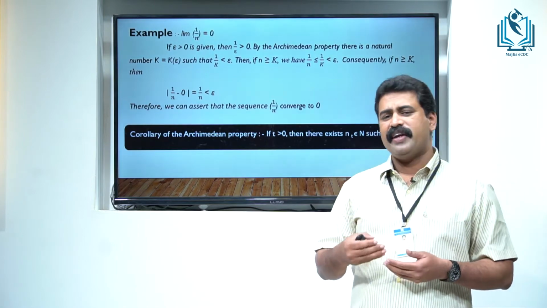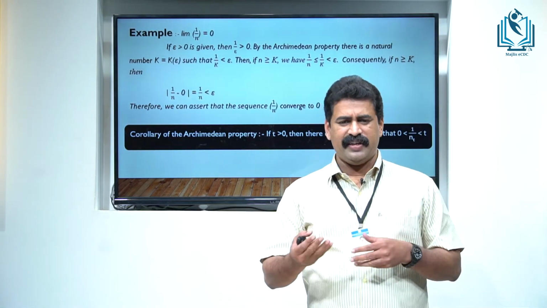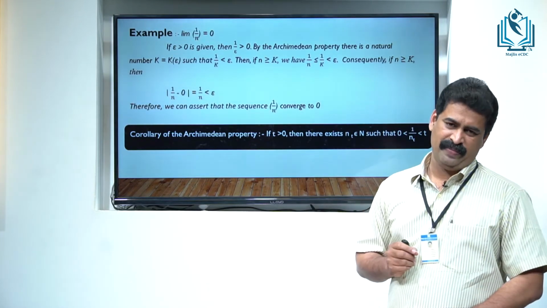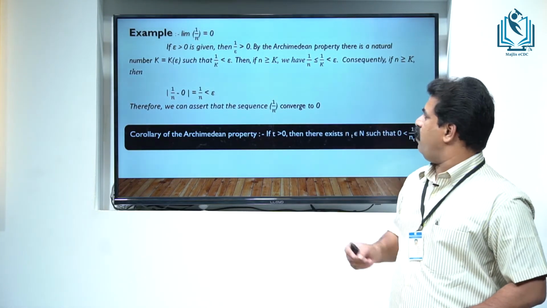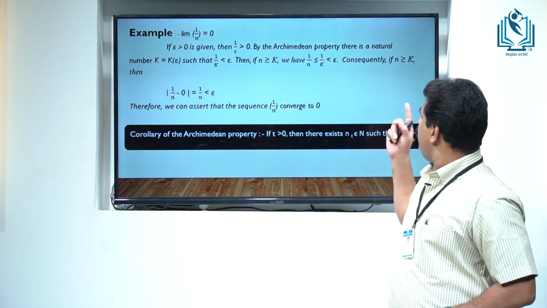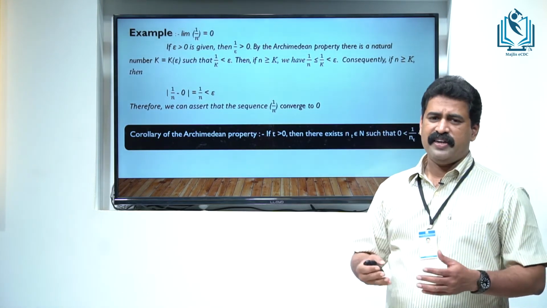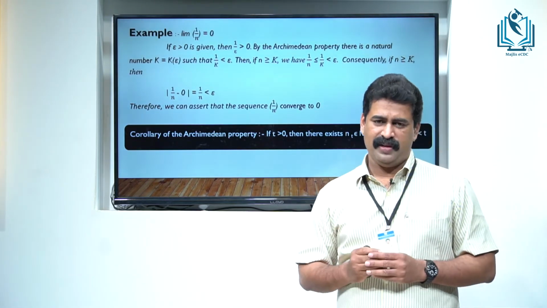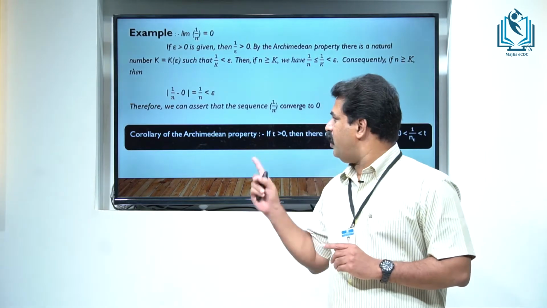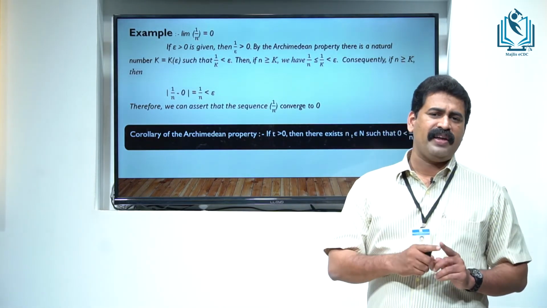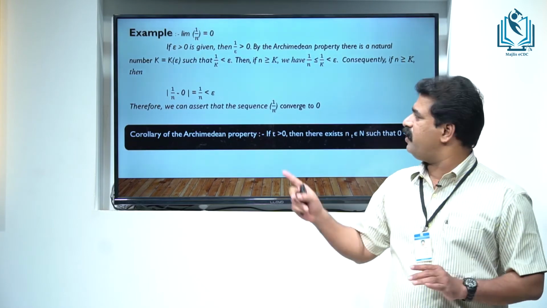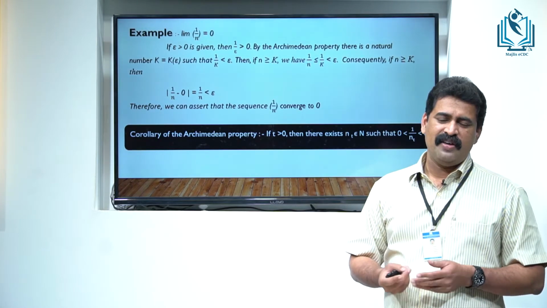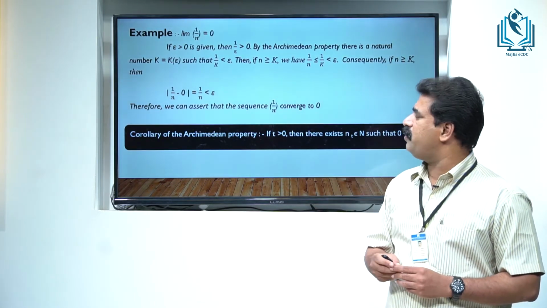Next, if n greater than or equals k, then taking reciprocal on both sides of this inequality, we have 1 by n less than or equals 1 by k. Already we have 1 by k is less than epsilon. Consequently, if n greater than or equals k, we can write modulus 1 by n minus 0 equals 1 by n, which is also less than epsilon. That means the distance between 1 by n and 0 is less than epsilon for all n greater than or equals k. So, by the definition of convergence of a real sequence, we can say that limit of the sequence 1 by n equals 0.